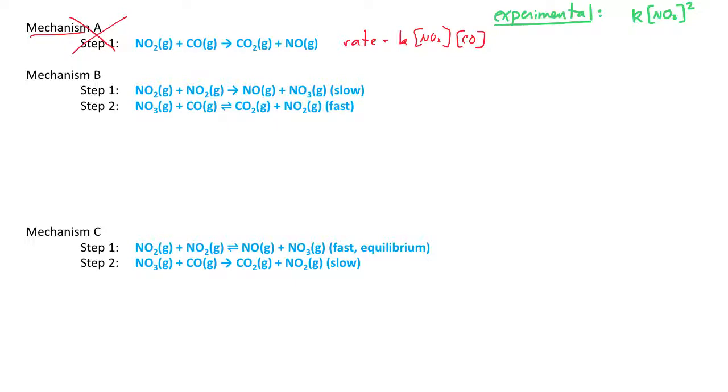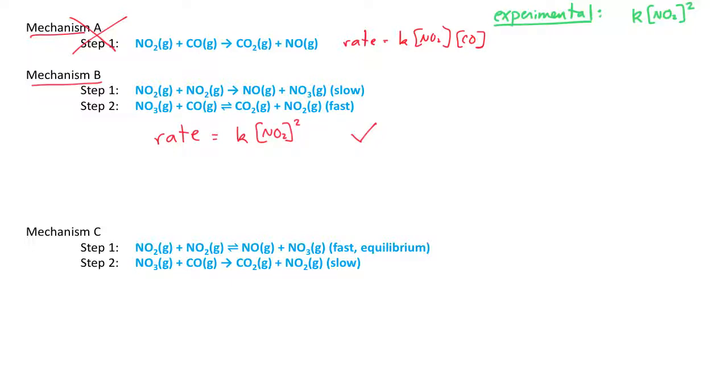For mechanism B, we're going to consider that the rate law for the overall reaction is the rate law of the slow step right here. So for that one, the rate law would be rate equals k times NO2 squared. This does match up with the experimental rate law, and so that's a possibility.